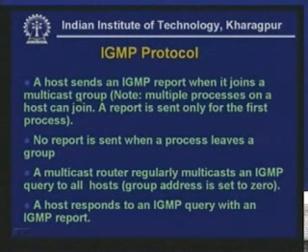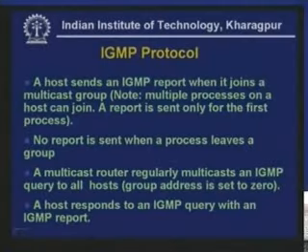A host sends an IGMP report when it joins a multicast group. Note, multiple processes on a host can join. A report is sent only for the first process, which means that when a host wants to join one particular multicast group, it sends an IGMP report to the router saying, okay, I want to join.